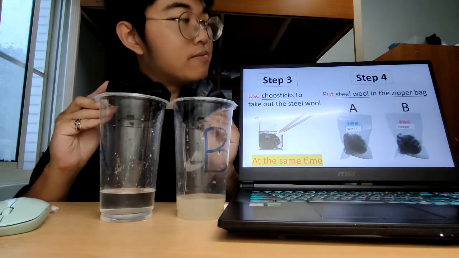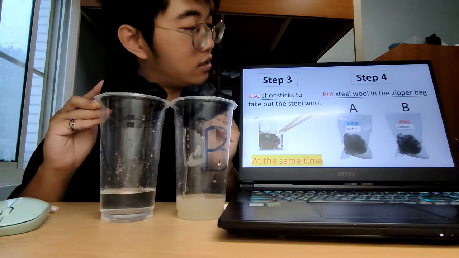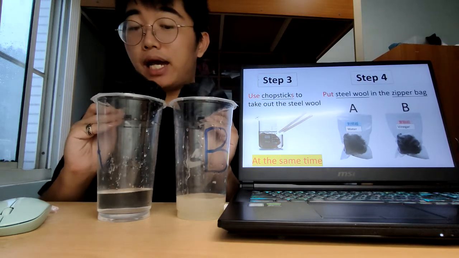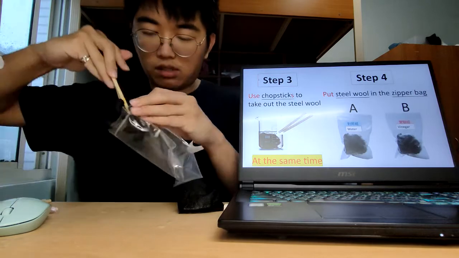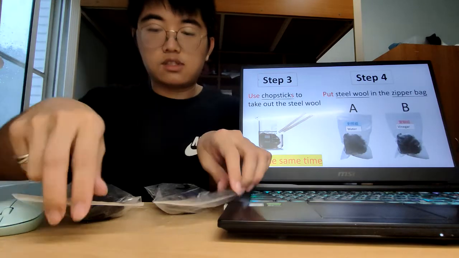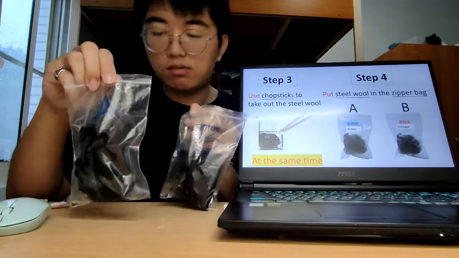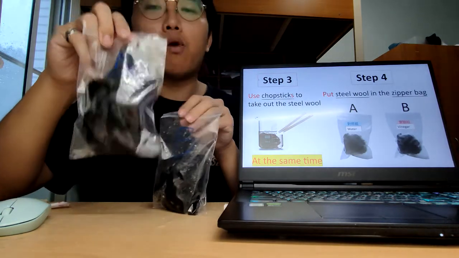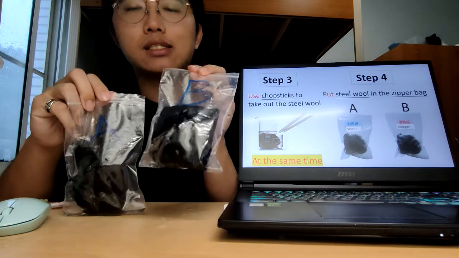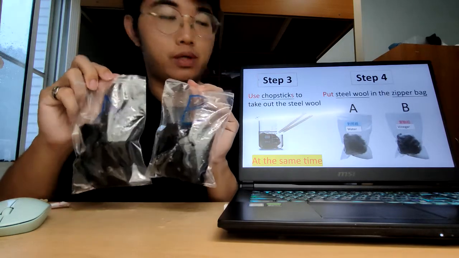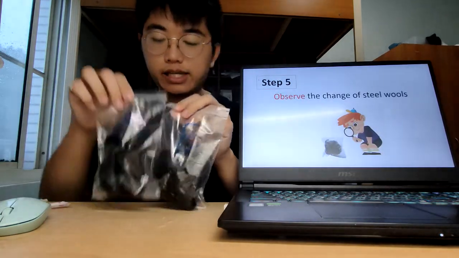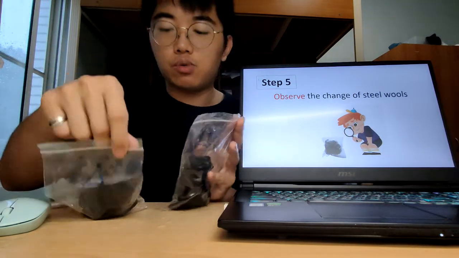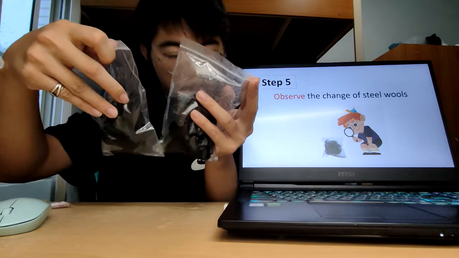So step 4, everyone read. Put steel wool in the zipper bag. Put steel wool, zipper bag A. So zipper bag A is the control group, is the water. And zipper bag B is the vinegar, experimental group. Here comes to our step 5. Step 5, observe the change of the steel wool. So is there any difference?